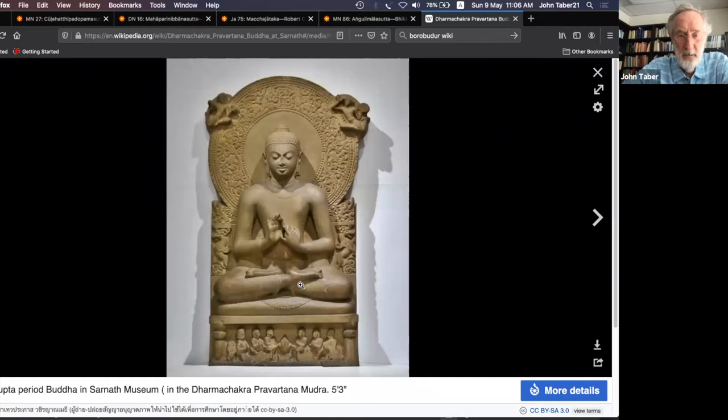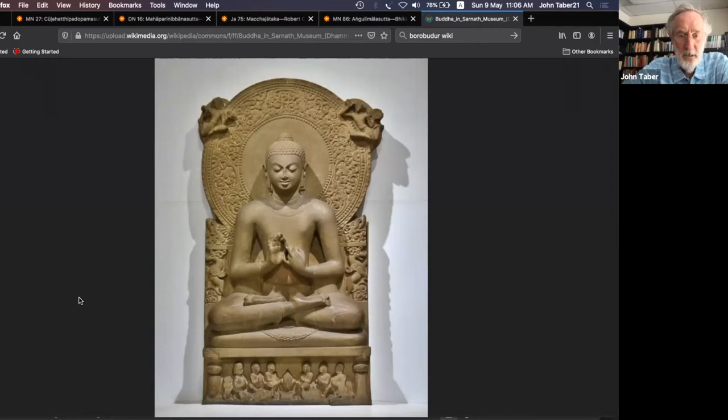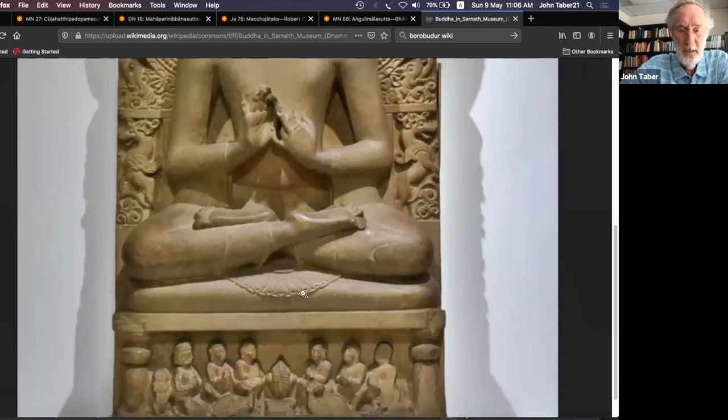Sarnath was the location of the first sermon. And Sarnath later, in the 19th and 20th century, became a major archaeological site where they discovered many, many beautiful works of art and sculptures. And this one in particular dates back to about the 5th century, so the 400s AD. This depicts the Buddha delivering the first sermon. Maybe I'll zoom in a little bit more to get some detail here.